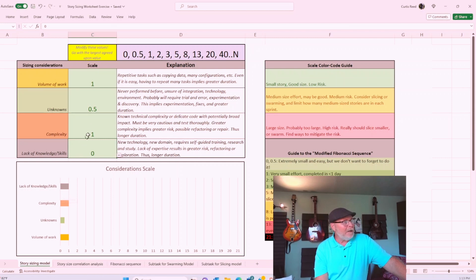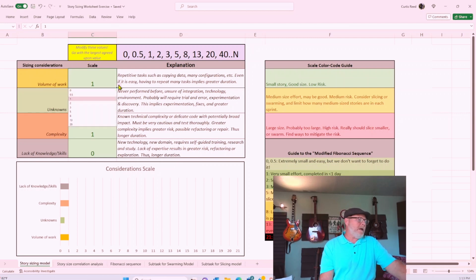Let's do the same thing again. Remember that developer I told you about? I asked him the question, well, what about volume of work? Yes. It's a lot of work. Well, now I know. Look, no unknowns, no complexity, lack of knowledge and skills is fine. It's just a volume of work. We'll slice this puppy.